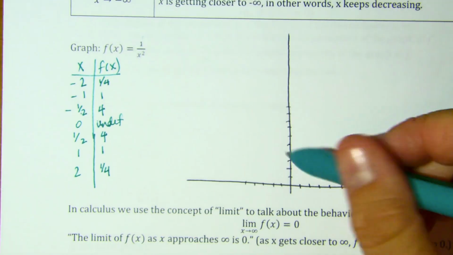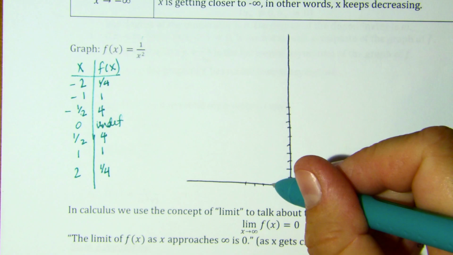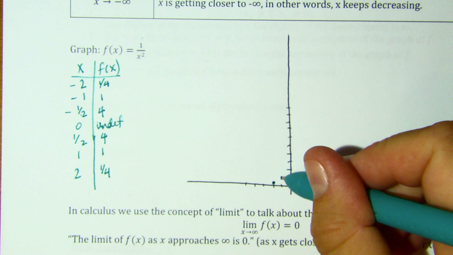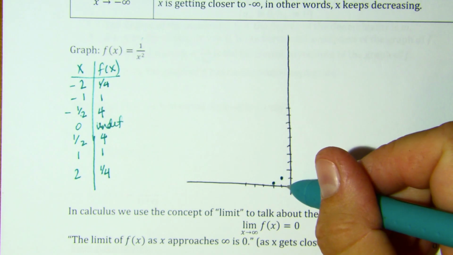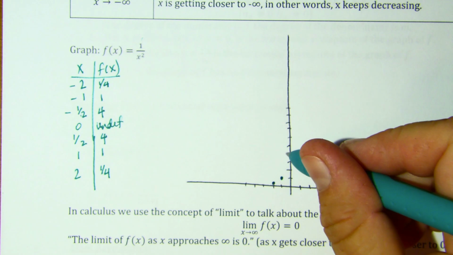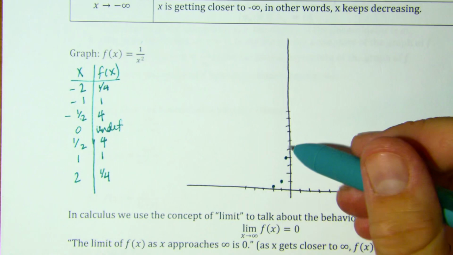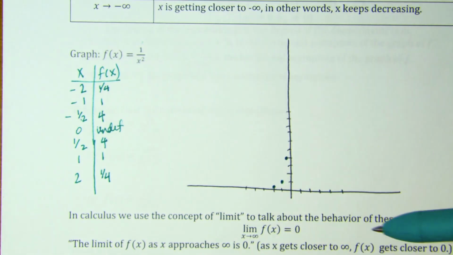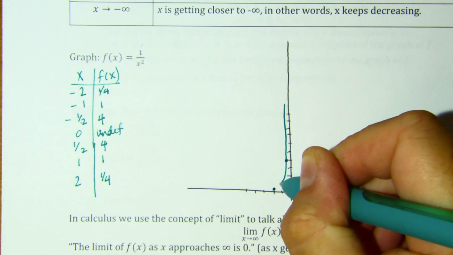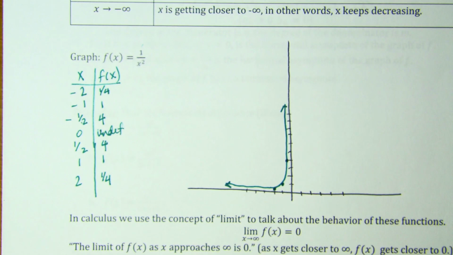So we can go ahead and plot these values. At negative 2, we had 1/4. So negative 2, 1/4. Negative 1 was 1. Negative 1/2 was 4. 1, 2, 3, 4. And it's going to take on that same shape that we just saw in the previous example. And again, we can't plug in 0 because that would make it undefined. So we have that same shape, and you'll see that shape a lot with rational functions.